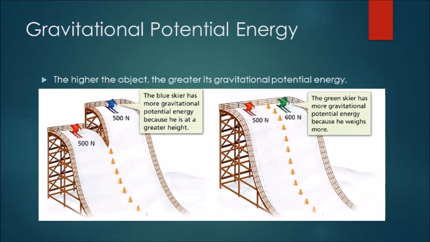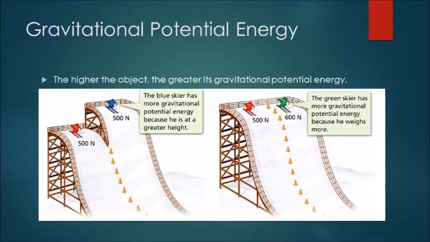So the higher an object is, then the greater its gravitational potential energy. This first picture to the left with the red and blue skiers, the blue skier has more gravitational potential energy because he is up higher than the red skier. Okay, they both weigh 500 newtons, but the blue one has more gravitational potential energy due to his height.